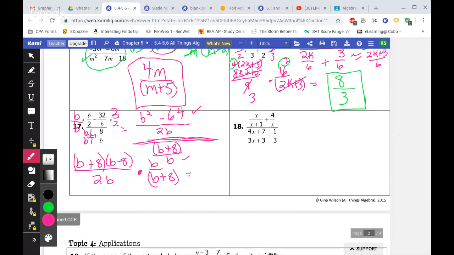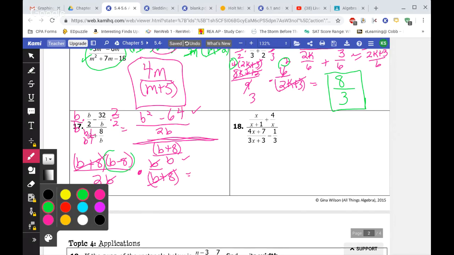And we look for what we can cancel vertically and diagonally. Diagonally, the b plus 8 cancels. And you're left, let's see. Oh, and then the b's cancel diagonally. And we're left with a 2 on the bottom and a b minus 8 on the top. So b minus 8 all over 2.